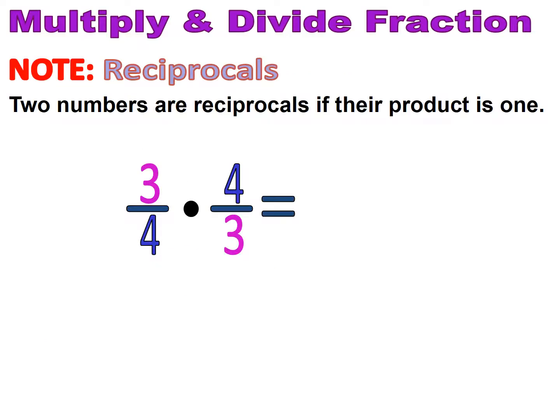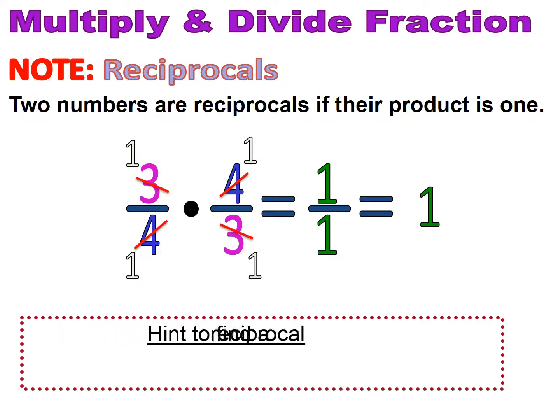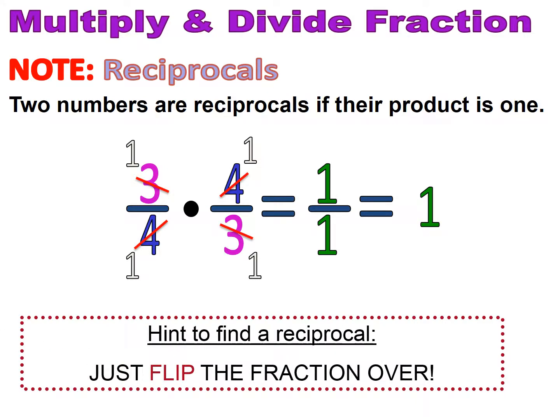Now, whenever we're doing division, it's important to know what reciprocals are. Reciprocals are two numbers whose product will equal 1. So in this case, when I multiply 3/4 by 4 over 3, I see that when I simplify, I will end up with 1 over 1, and 1 over 1 simply equals 1. Therefore, 3 over 4 and 4 over 3 are reciprocals of each other, because when I multiply them together, it equals 1. So a key hint here is, when you want to find the reciprocal of a fraction, just flip the fraction over.